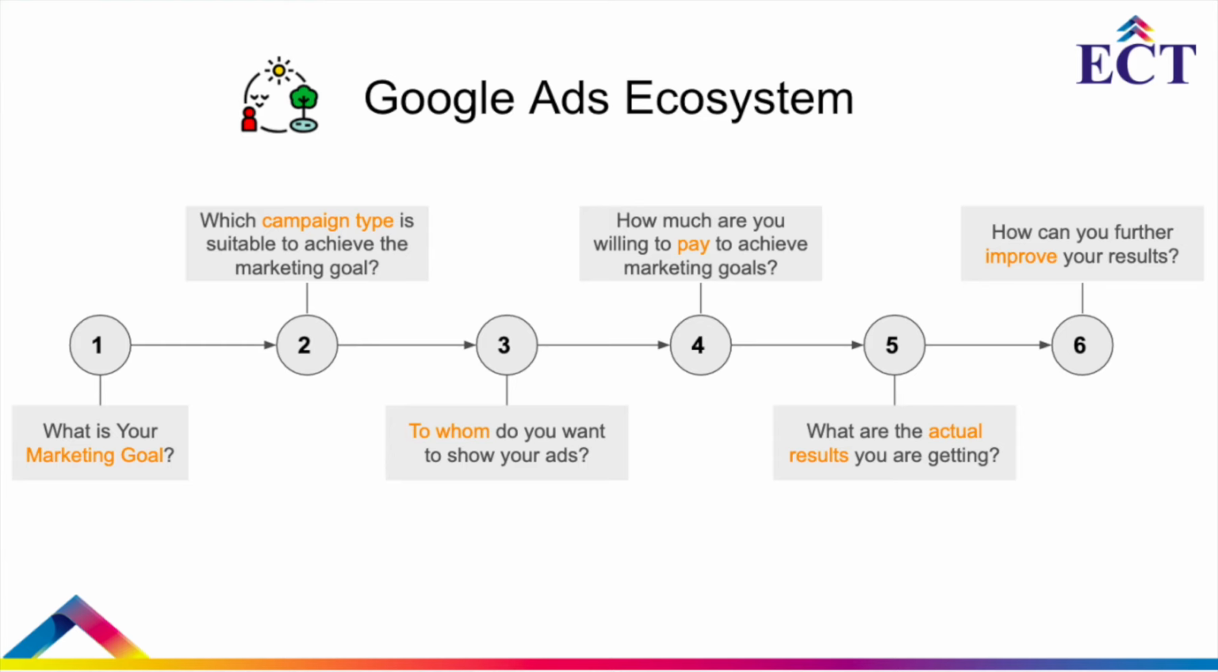I will rather focus on the basics, the major steps, the major elements of the ecosystem, and I will make sure that you learn those steps so that you can apply them in any of the campaigns that you do. So the Google Ads ecosystem has 6 major steps. It's very similar to any paid marketing system.